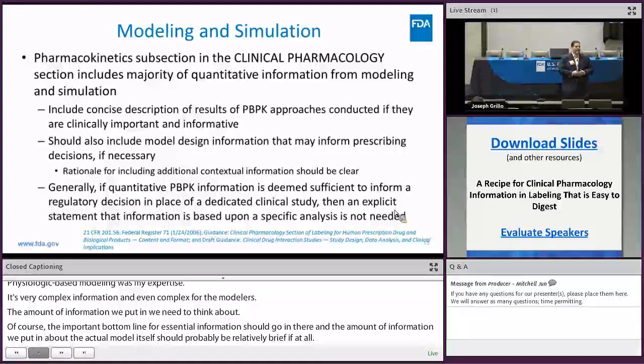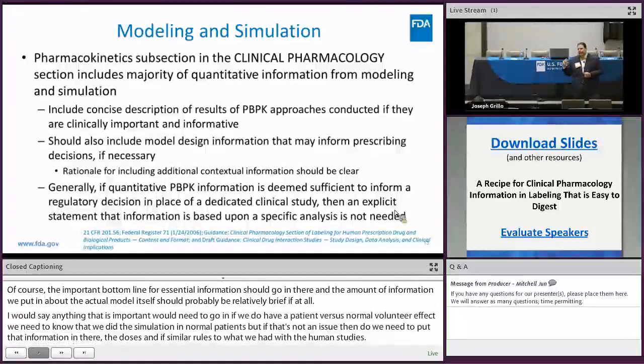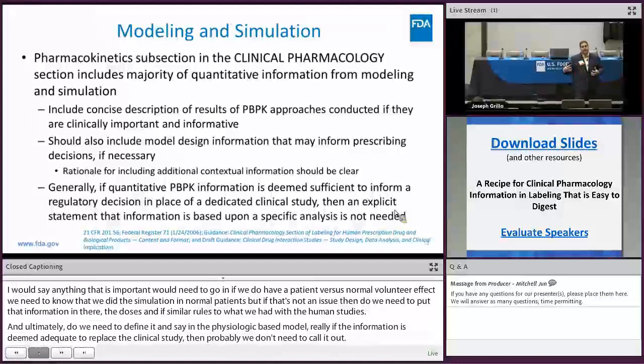Do we need to say in a physiologic-based model, in a POP-PK model? Really, if the information is deemed adequate to replace a clinical study, then probably we don't need to call it out as such. Because sometimes healthcare providers will look at that and say, oh, it's modeling, I don't know, maybe I won't go with it. But really, if our intention as an agency is that this is replacing a clinical study and this information is acceptable for that, then we really don't need to put that information in there.